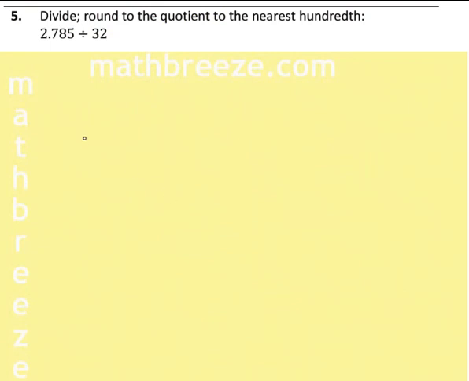Okay, again, we're asked to round to the nearest hundredth, so let's divide 32 into 2.785. Okay, just bring up the decimal into the quotient. We don't have to move a decimal place. We don't have a decimal place in the divisor. Okay, so let's start our division. 32 doesn't go into 27, so put a 0 here. We're going to do 32 into 278. We put that 0 to hold the place.